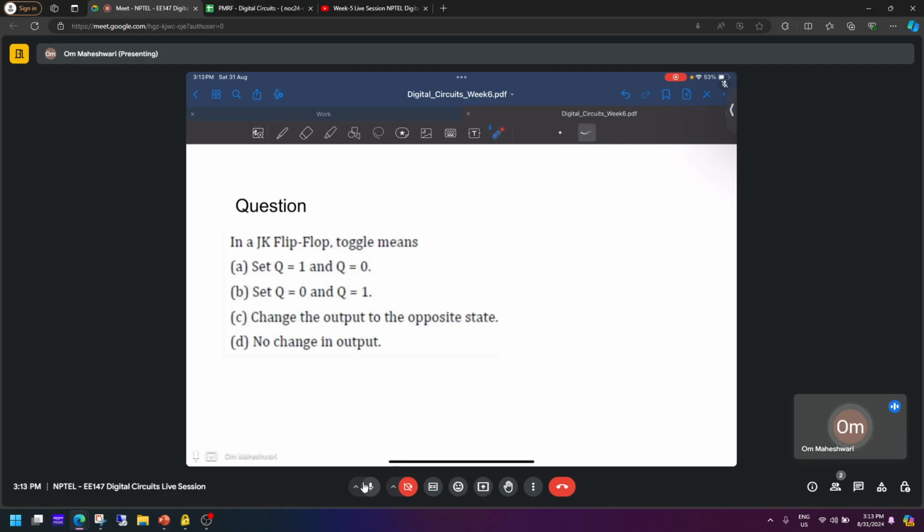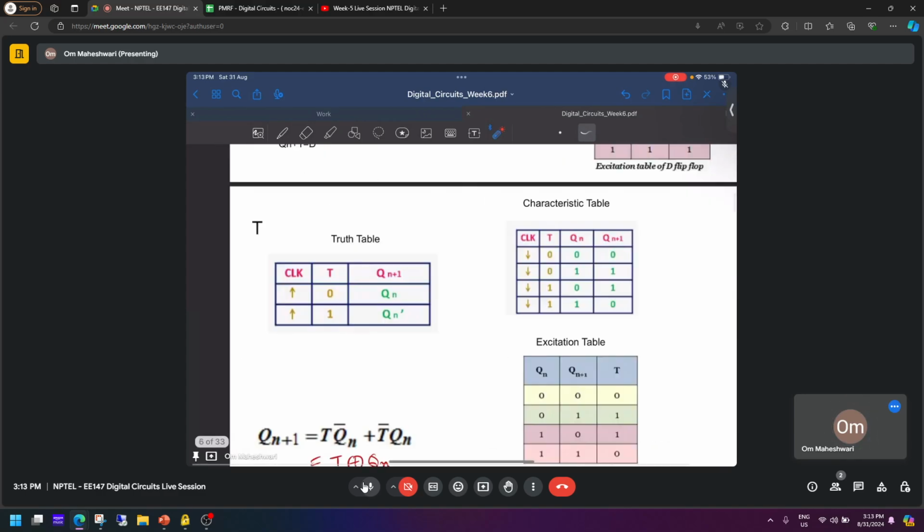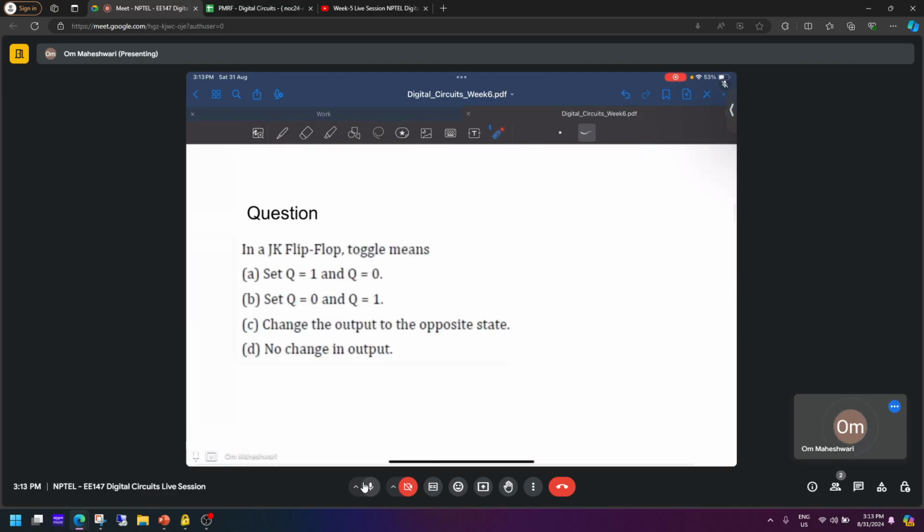So if we go back to the JK flip-flop, here toggle means input is 1 and 1, and output is the complement of the previous output. So the answer is change the output to the opposite state. J equals 1, K equals 1, Qn plus 1 equals Qn bar. This is the toggle state.